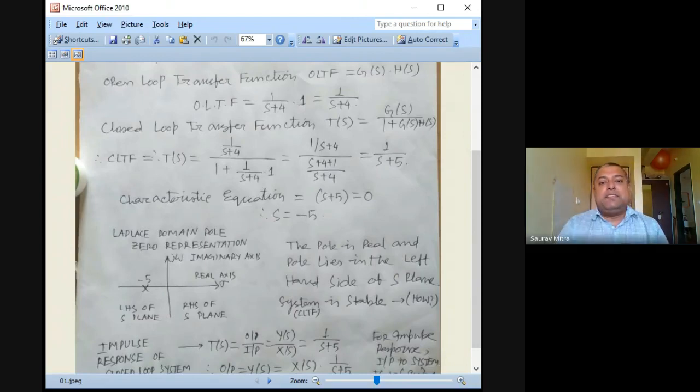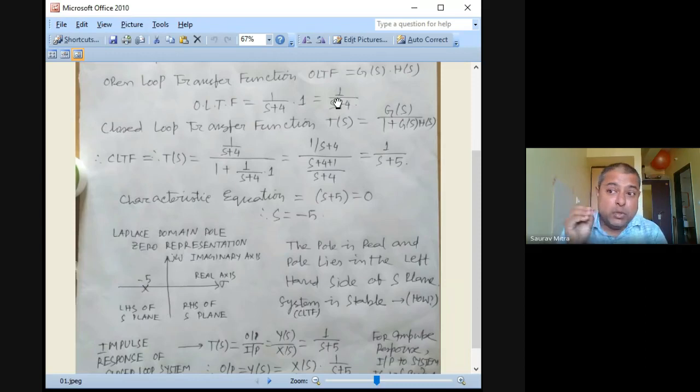Now, what is meant by characteristic equation? The numerator can also be a polynomial of s, depending on the G(s) and H(s) given. I have taken a very simple G(s), so the numerator is 1, but not every time will the numerator be 1. The numerator will be a polynomial in s, and the denominator also will be a polynomial in s. Whatever denominator polynomial I'm finding, s plus 5, it's a first order system. Again, another important thing: G(s)H(s), whatever you are finding, is 1 by s plus 4.